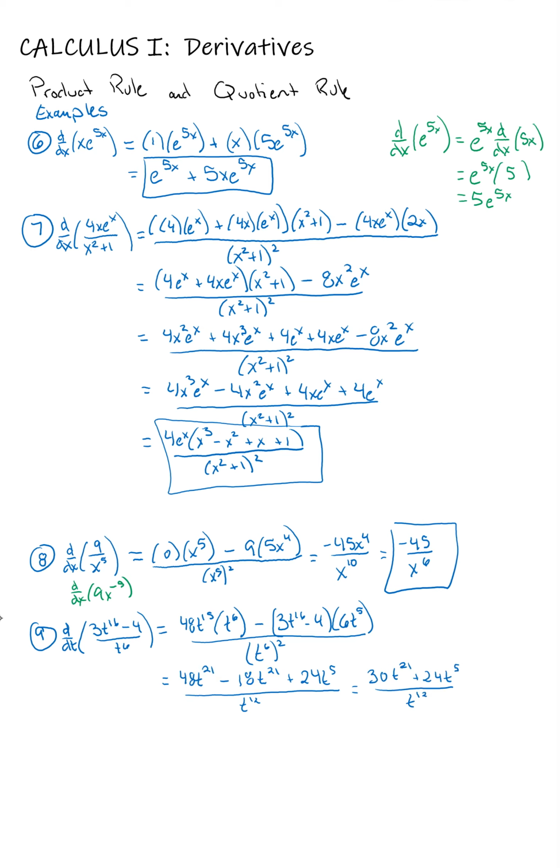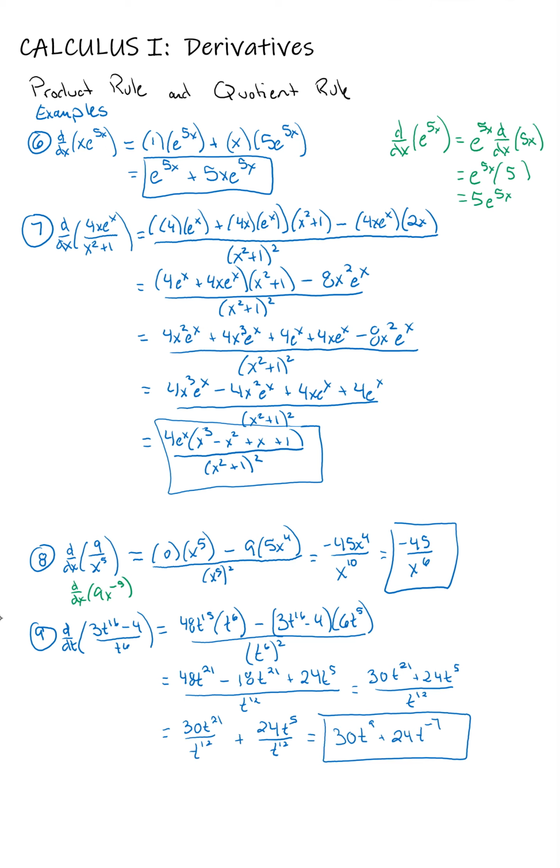All right, now we can go ahead and break this up into two fractions. 30t to the 21st over t to the 12th plus 24t to the 5th over t to the 12th. And now we can reduce those t's. We end up with 30t to the 9th plus 24t to the negative 7th. There you go. Not too bad.